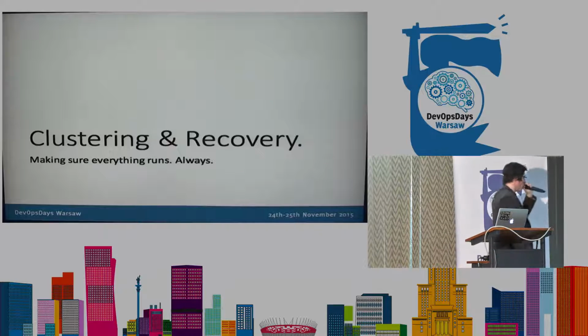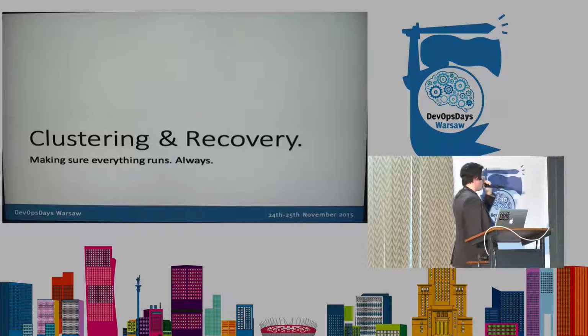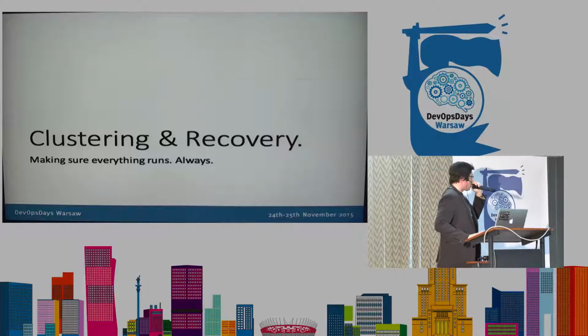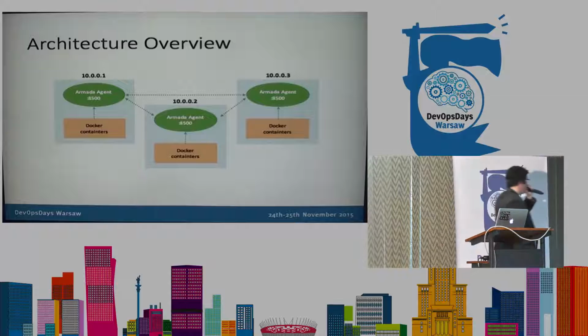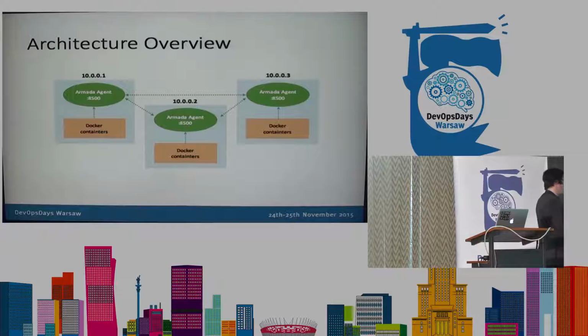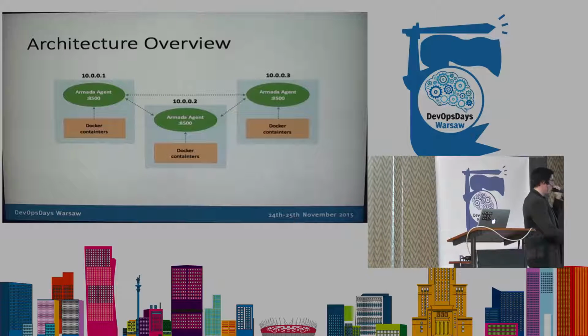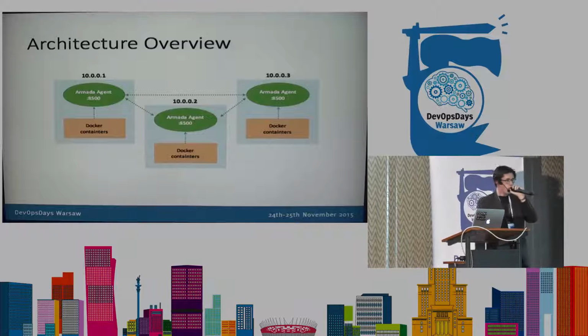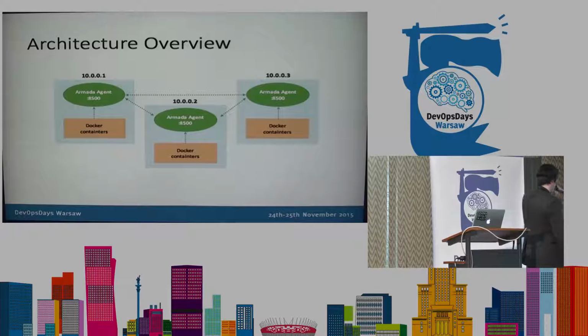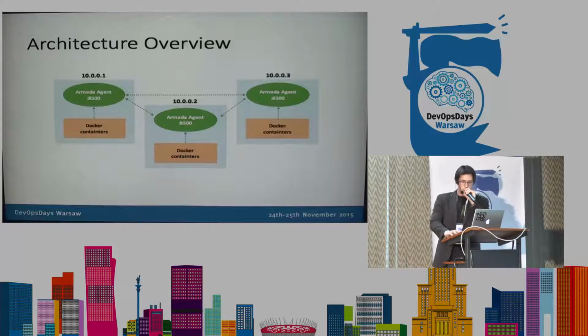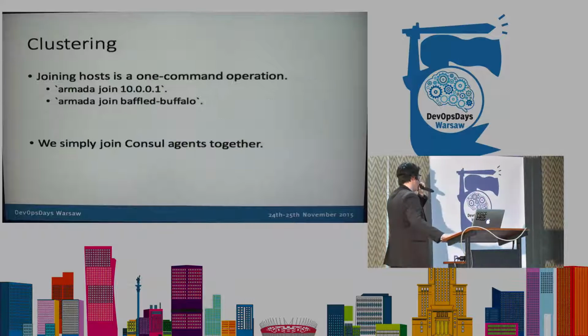Okay, let's move to clustering. All right. Okay, so more or less when we have three hosts, this is how it works. We have three hosts. We have Armada or Armada agent installed on all of them. And we can simply connect to them. So if we run Docker containers or services on any of these hosts, we can see it, we can manage it from any other host. And this is a pretty nice thing. And it's extremely straightforward and simple.